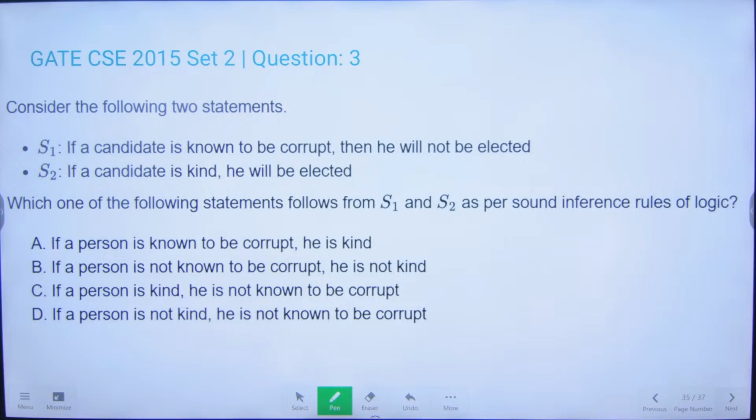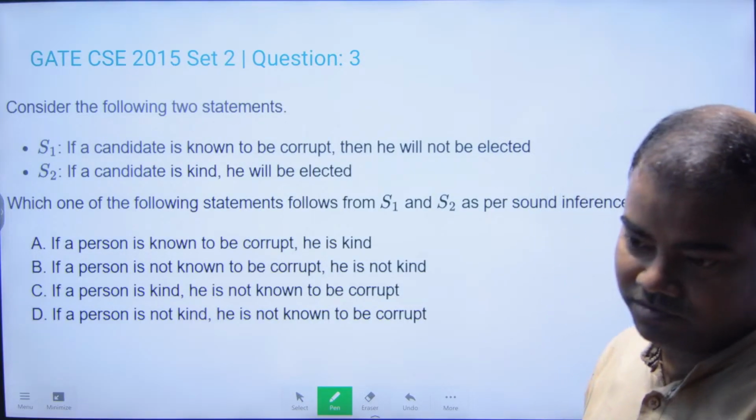Try to solve yourself. If a candidate is known to be corrupt, then he will not be elected. If a candidate is kind, he will be elected. Two statements. Which one of the following statements follows from S1 and S2 as per sound inference rule of logic? Sound inference rule of logic means correct one.